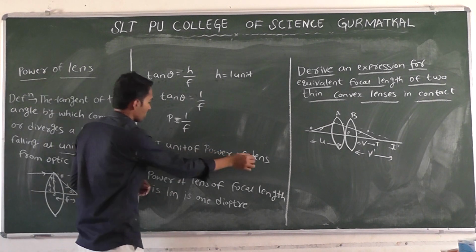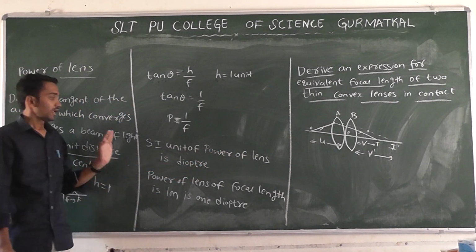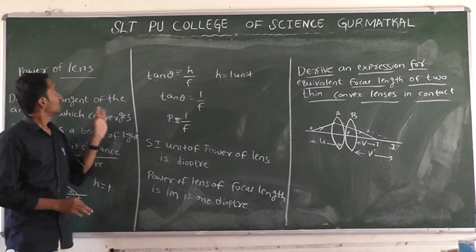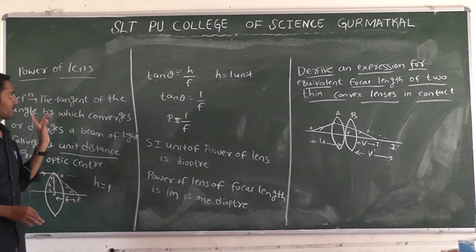So the SI unit of power of a lens is the diopter. In the examination, they will not ask a detailed 3-mark question. They will ask it for 1 mark.